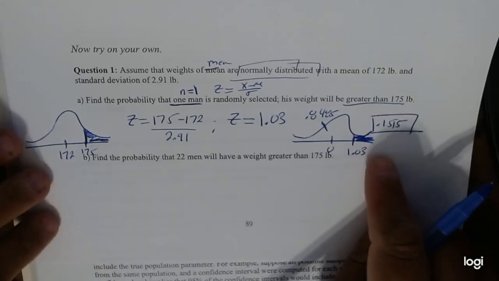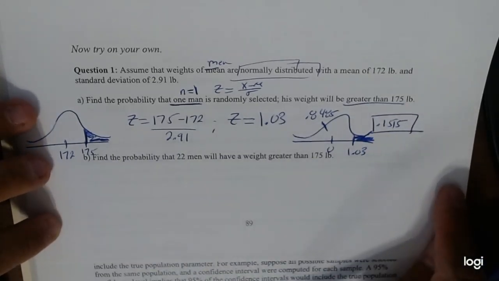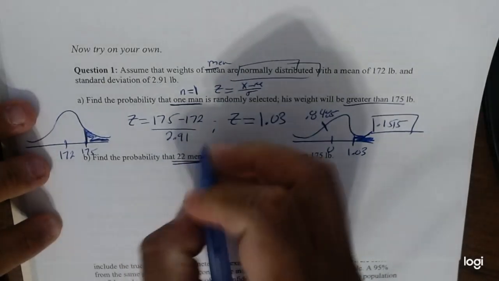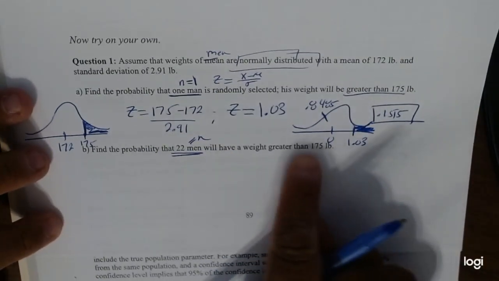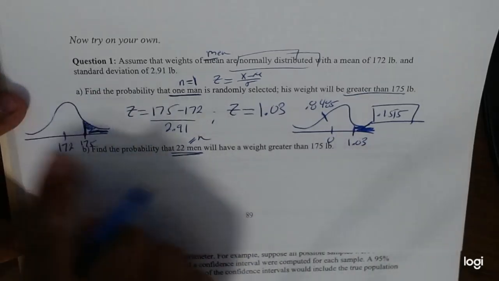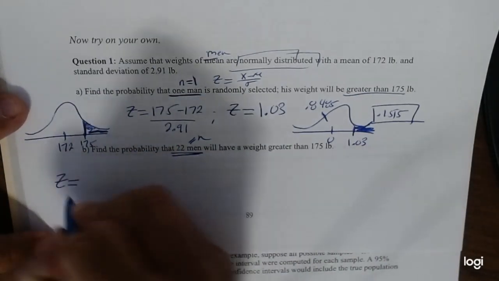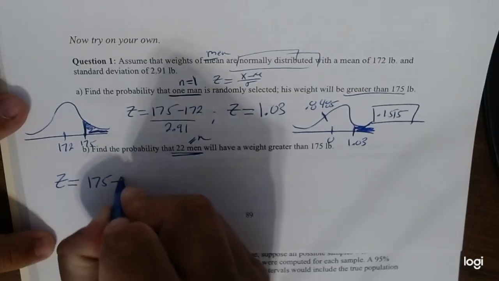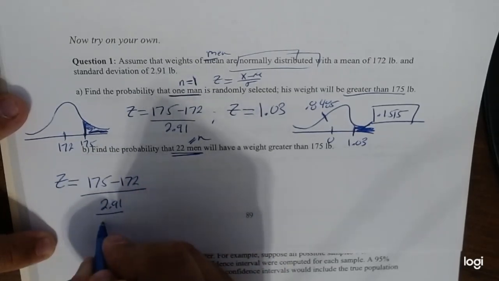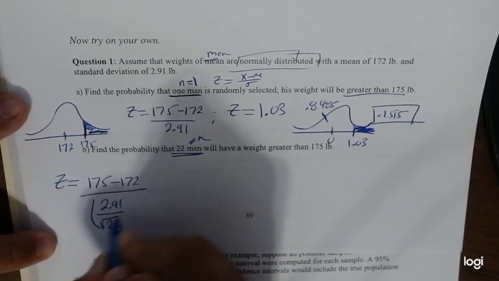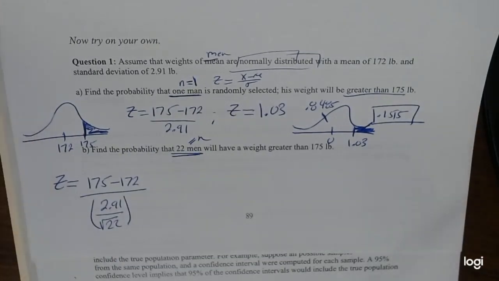So that's the same thing we did in the last section. Now part B is this new section. So now I want 22 men, so that is our n, right? 22 men. And the good thing is it's the same scenario, so it's the exact same process, except finding the z-score is going to be a little different. So 175 minus 172 divided by 2.91 divided by the square root of 22. So like that. Okay.